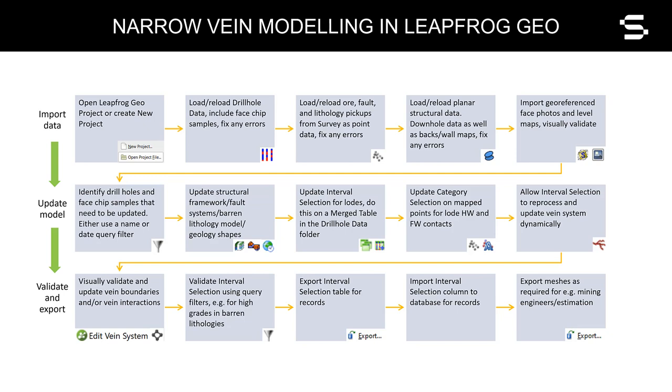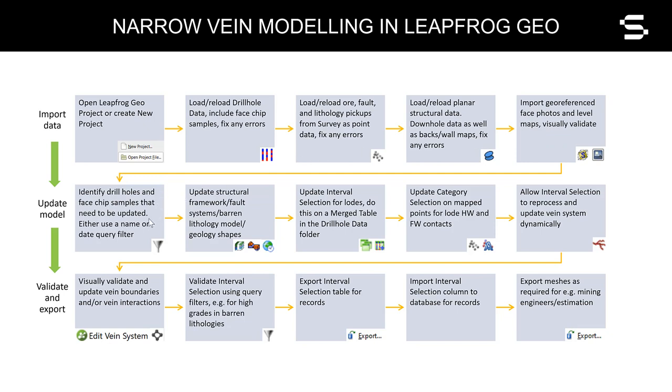In this generic workflow, the overall workflow starts off with importing data and fixing errors. On the top row, we've listed some importing and data checking stages. These could be things such as reloading ore, fault and lithology pickups from survey data, reloading or loading planar structural data, and importing georeferenced face photos and level maps and visually validating these.